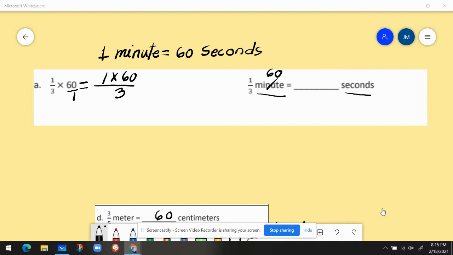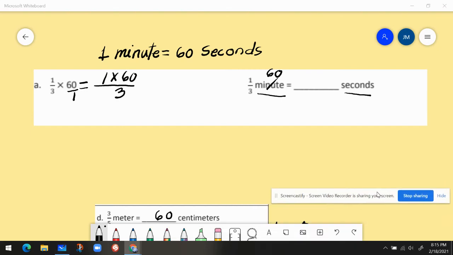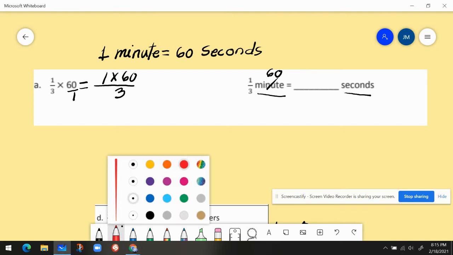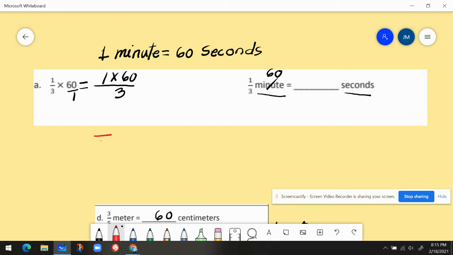Okay, so we're not finished yet. I'm going to use a different color to show you something. Now there are two numbers on the top and bottom that can be divided by 3. One of them is the number 3, so I'm going to write it here. And the other number that can be divided by 3 is 60. So you're going to divide both of them by 3, because they both can be divided by 3.